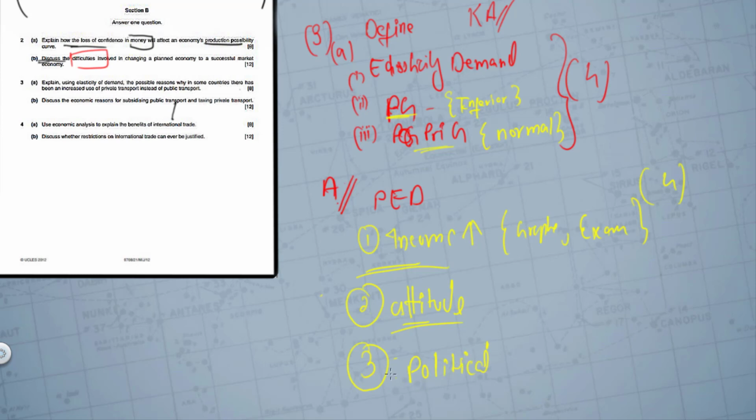Other than this, you can also come up with any other point you want, as long as you have a point and you're explaining it properly and you're relating it with PED. You can get all 4 marks and therefore get all 8 marks for your question. So let's move on to part B of this question. Let me research super quickly.